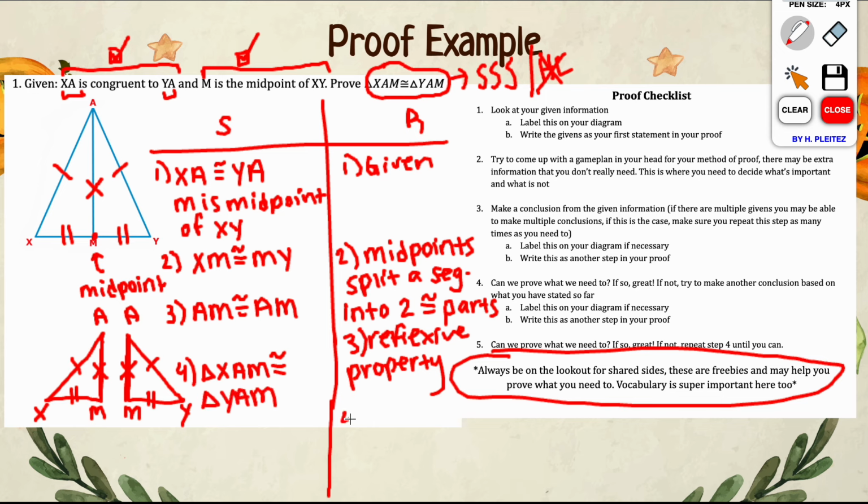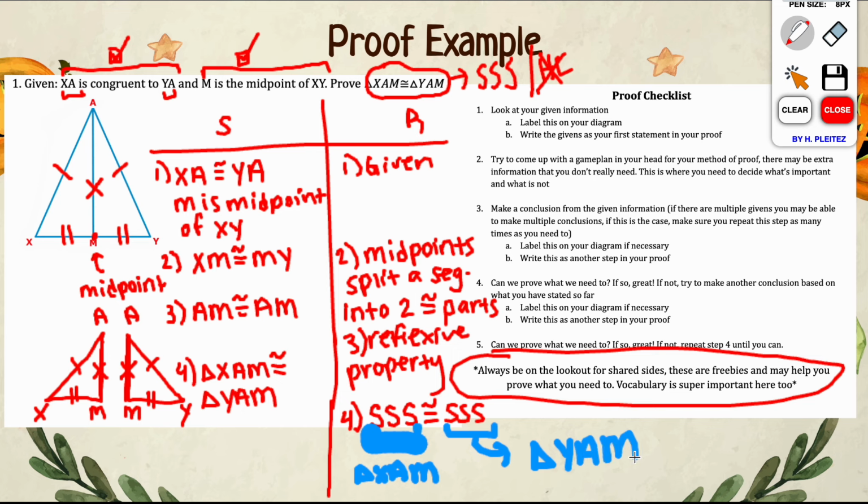Now again, our reasons are going to be the theorem. So whenever you're proving triangle congruency, you need to mention one of the theorems. Now we've only done two so far. There are five in total, but the one that we've used, we have that all three sides of one triangle are congruent to all three sides of another triangle. So we're using side. And how we write that is side is congruent to side. And again, what that means is, and you guys don't have to write this part, this is just for you to understand it, the three sides of triangle XAM are congruent to the three sides of triangle YAM, right? That's how we interpret that.